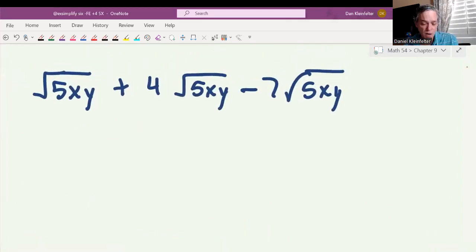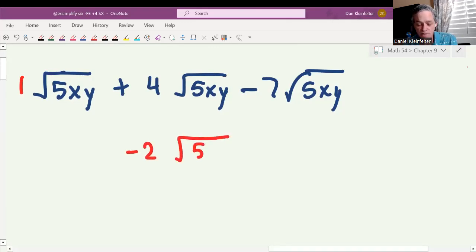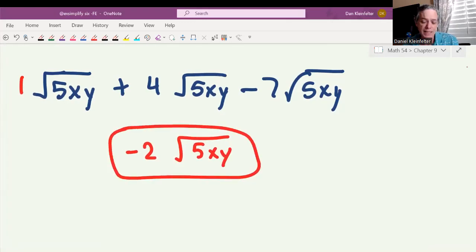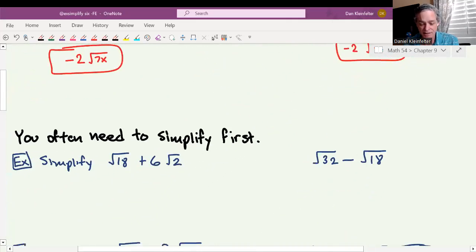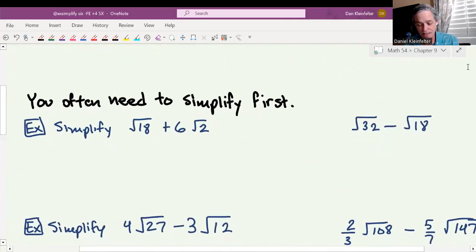All right, so this time our radicand is 5xy. I have 1 of them plus 5 of them. That's 6 of that square root minus 7 of that same square root. So that's 6 minus 7, negative 1 square root of 5xy. Okay, and that's it. Most often, it's not that easy. Sorry, hopefully you found it easy.